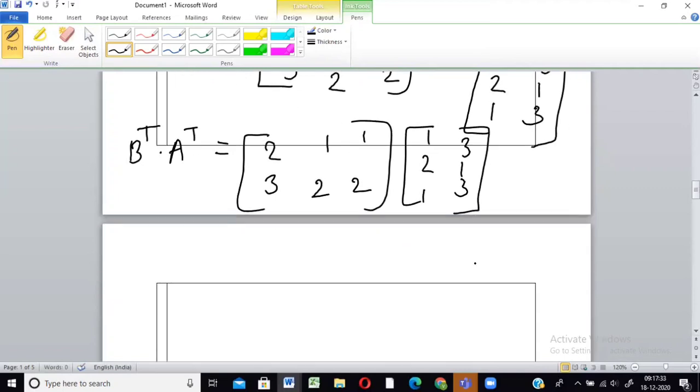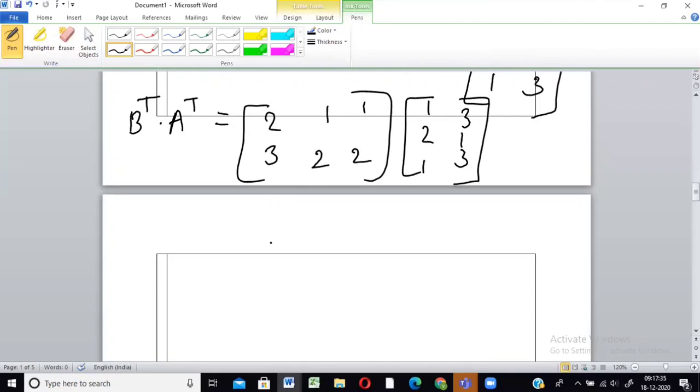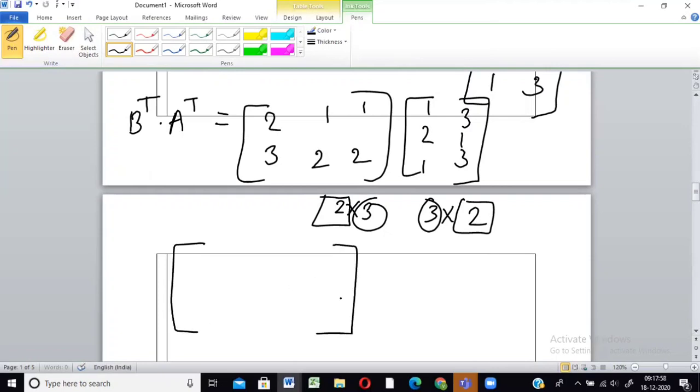Now this row into this column, right? That is how we do. Now you can just check if it can be multiplied. Of course, it can be multiplied. This is 2 rows and 3 columns. Here it is 3 rows and 2 columns. Of course, these two numbers are matching. So the resultant matrix will be of this order. So let us write B transpose into A transpose.